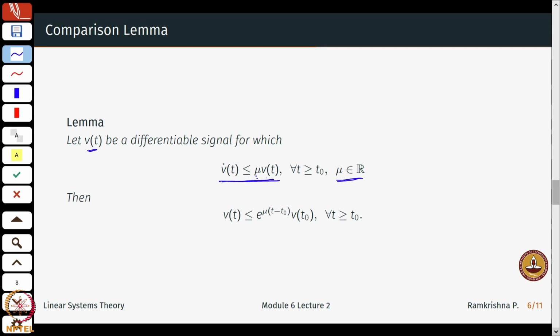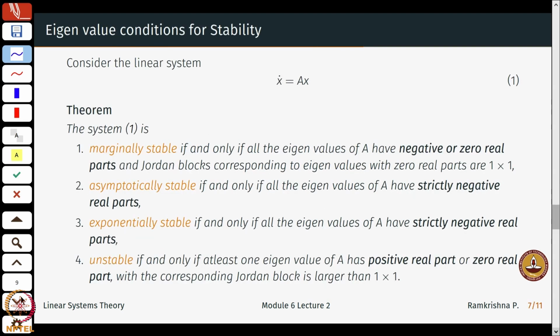If this holds, it turns out that V of t is less than or equal to e power mu times (t minus t 0) times V at t 0. It sounds intuitive, but we will actually prove this later on. But this will be another result that we will use extensively in this lecture. Okay, now coming back to how do we check for stability.